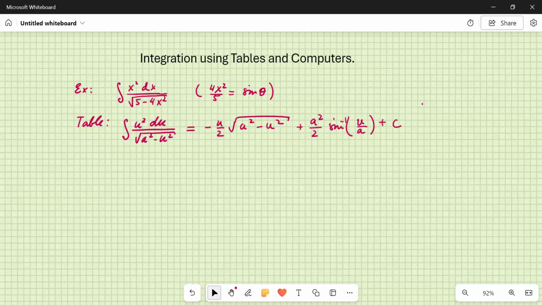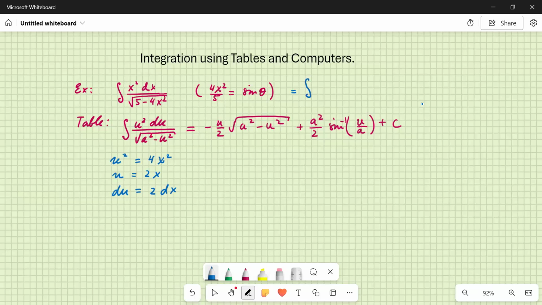So we need to bring our integral to the shape of the table. We don't want to have a 4x squared here. We want to have one variable here. So I'm going to set u squared equals 4x squared, from where u equals 2x, right? And du is going to be 2dx. Now we are ready to rewrite our integral in a shape more similar to the table.